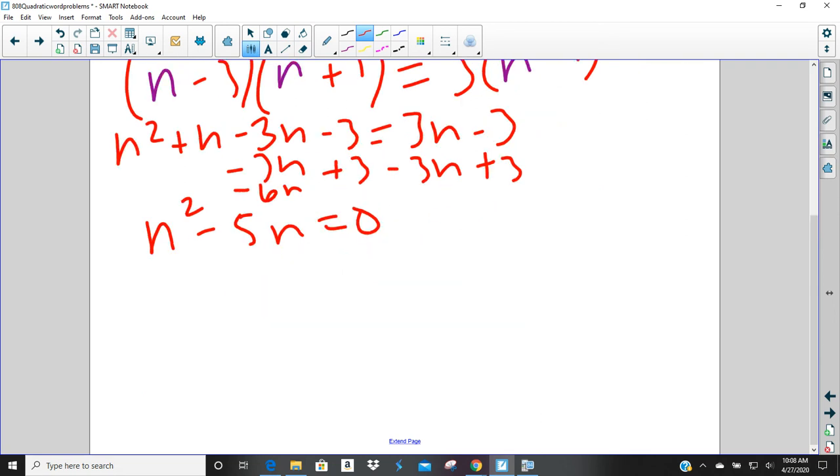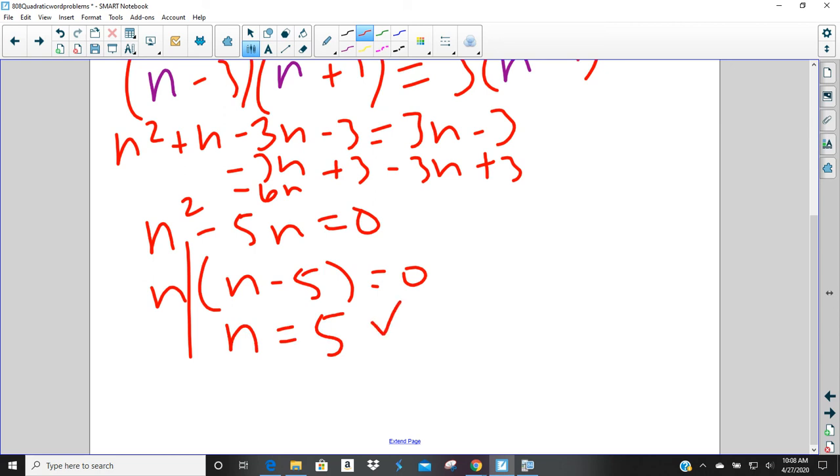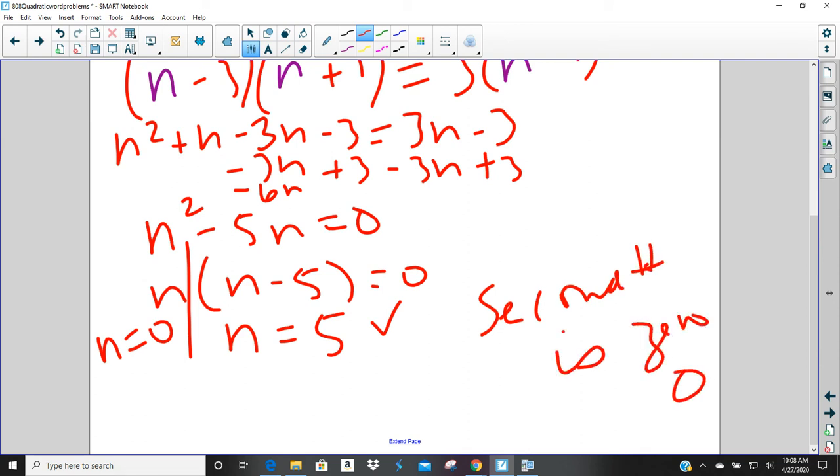Let's factor out a GCF, which is an n. We're left with n minus 5 equals 0. So the two numbers we can see are n equals 5. We knew that already. The other one is 0. So the second number is 0.